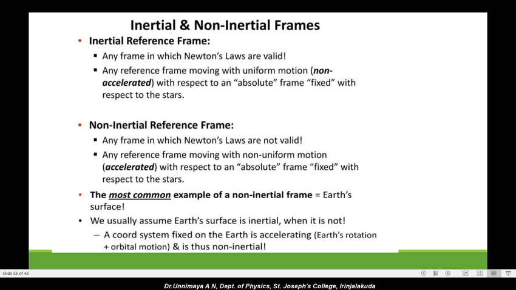In the previous class, we have already mentioned what is meant by an inertial and a non-inertial frame. A non-inertial frame means it's a frame in which Newton's laws are not valid. So, any reference frame moving with non-uniform motion, that is, any reference frame that moves with a particular acceleration with respect to an absolute frame fixed with respect to the stars, can be considered as a non-inertial frame of reference.